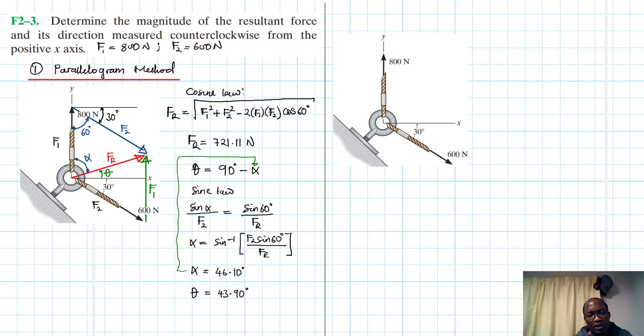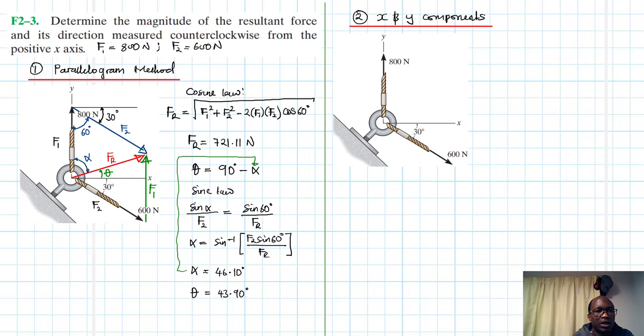So let's go to the second method, where we are going to be resolving the components for F1 and F2 into x and y. So let's call this method 2, which is by using the x and the y components. You can call it whatever name. All we are doing is resolving the forces into their components. So let's draw the free body diagram.